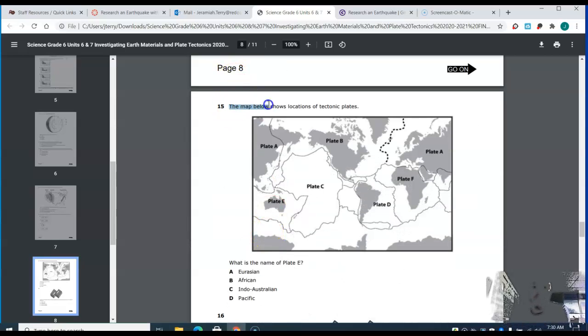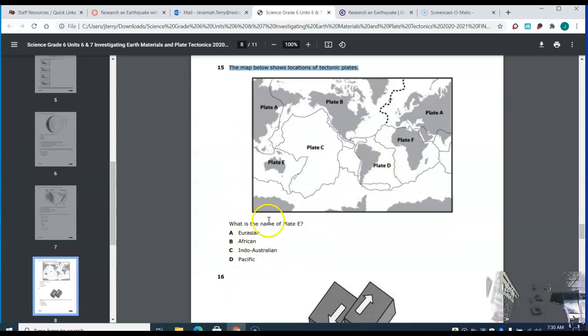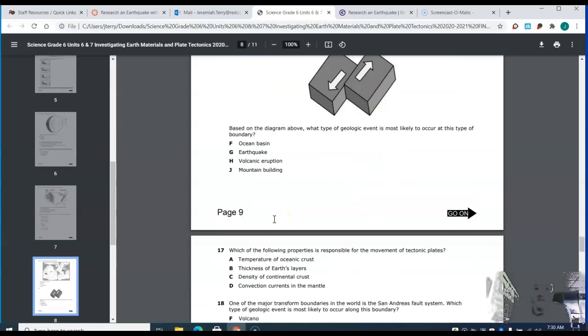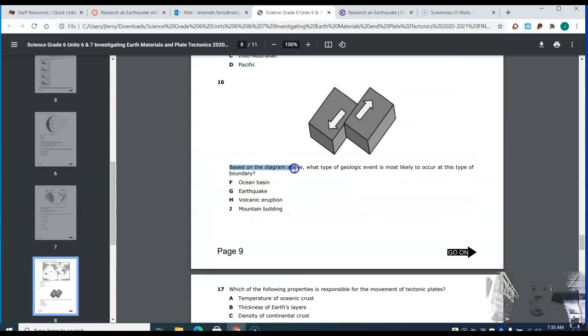Number 15, the map below shows locations of tectonic plates. A, B, C, D, E, F. What is the name of plate E? Is this the Eurasian plate? Is this the African plate? Is this the Indo-Australian plate? Or is this the Pacific plate? Which one is E?